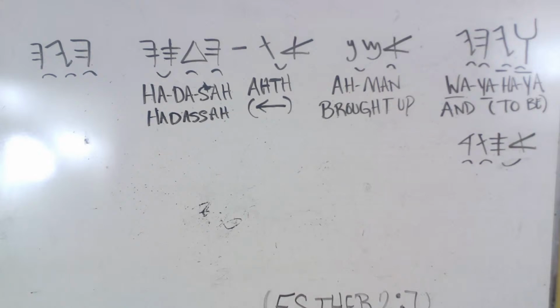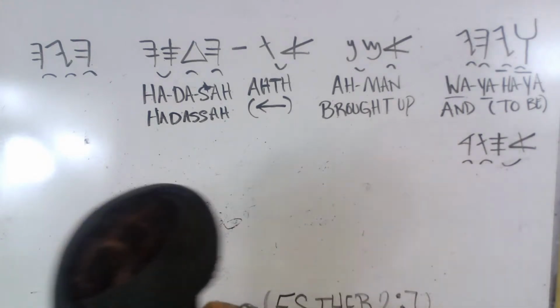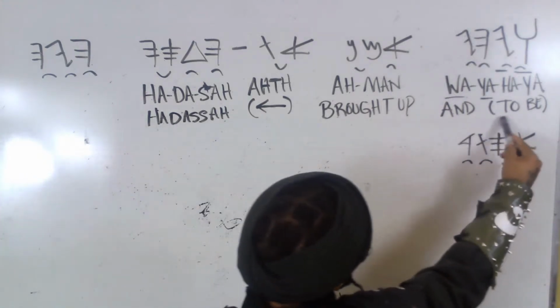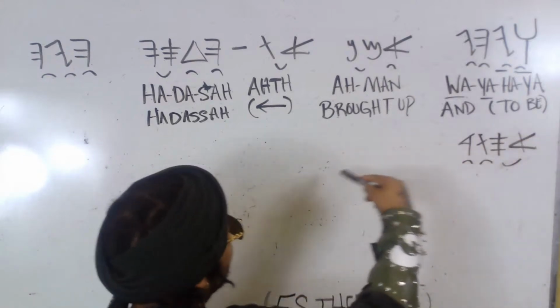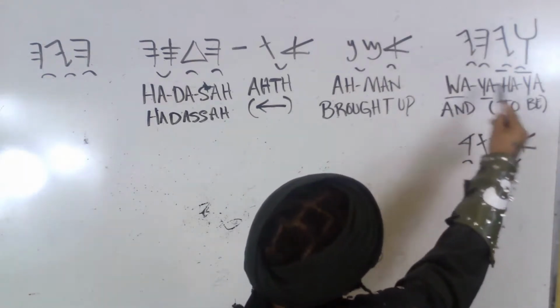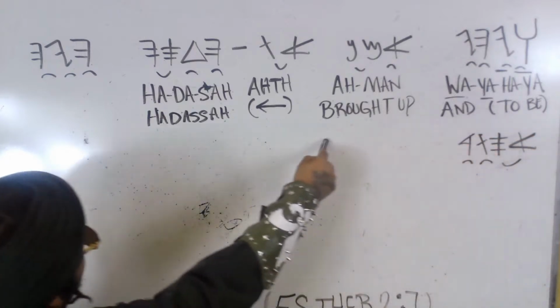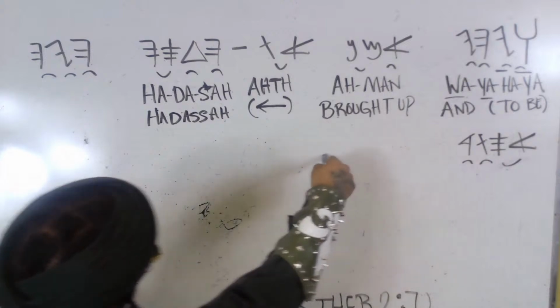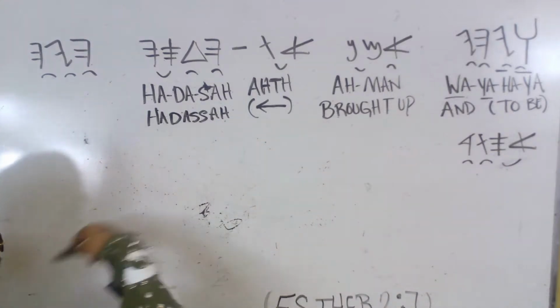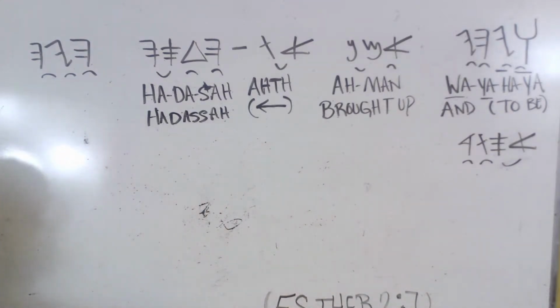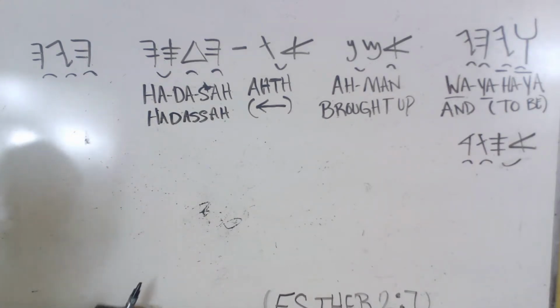I'm trying to move the mic. So, and with the verb to be, this is not a part of it, meaning it's not a word, but it's a part of it because it's saying this happened, okay? And brought up Hadassah. Hayah is the next word, right? This is Hayah.